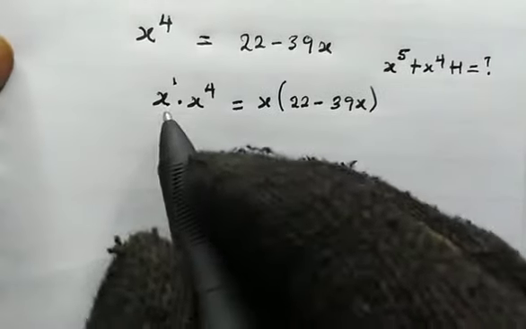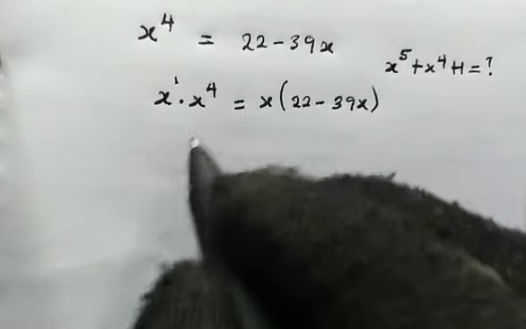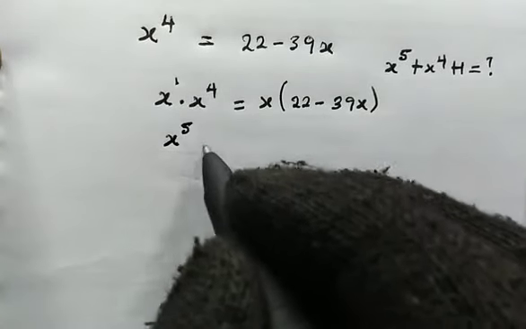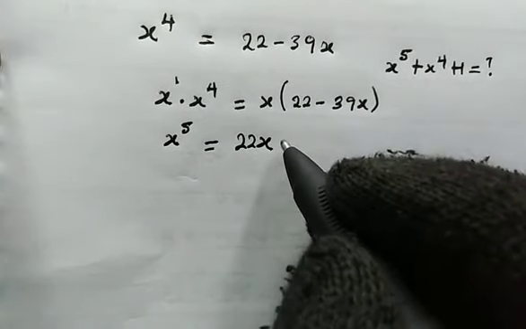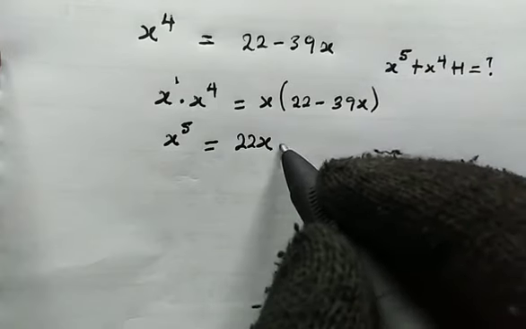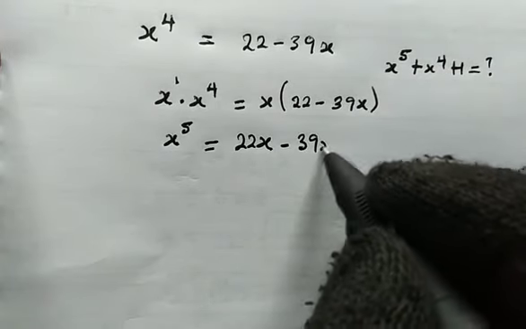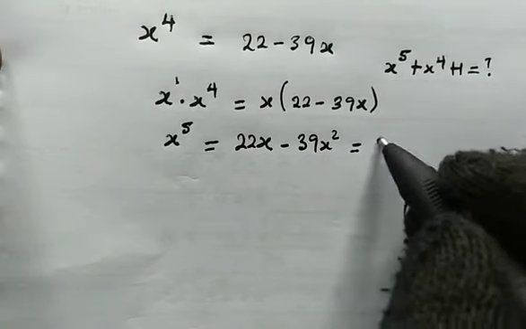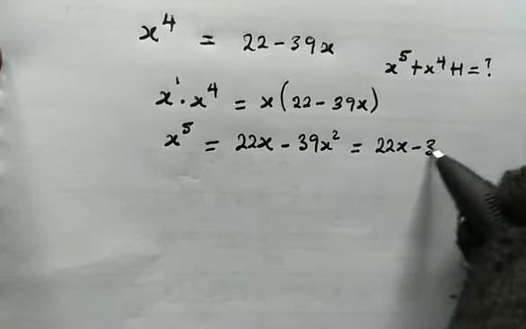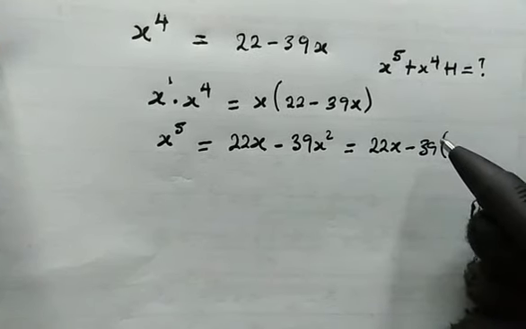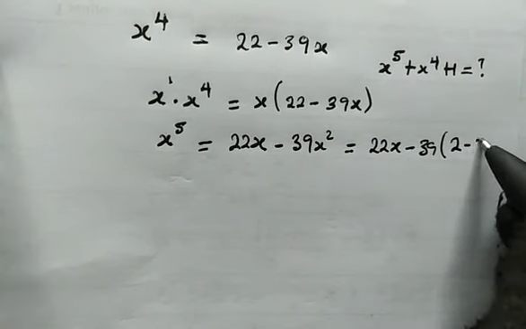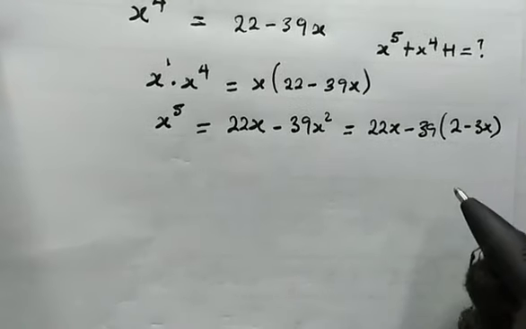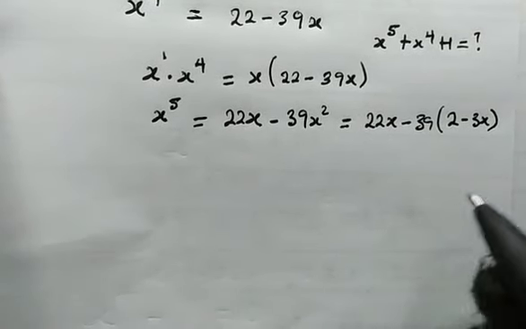Now from here, x has a power of 1. Since we have the same base, we can add the powers. So we get x to the power of 5 equals 22x minus 39x squared. And again, this equals 22x minus 39 into brackets. Now recall that x squared equals 2 minus 3x, or negative 3x plus 2, anyhow you want to write it.